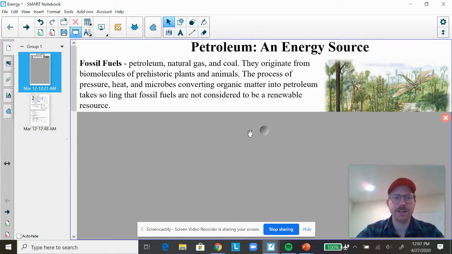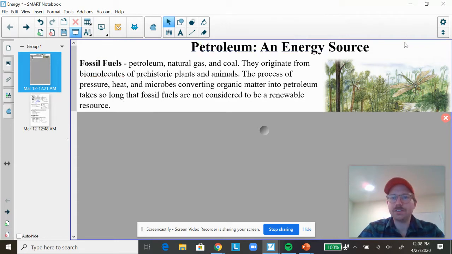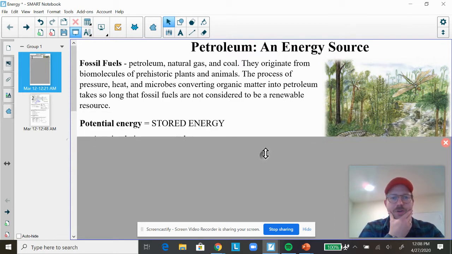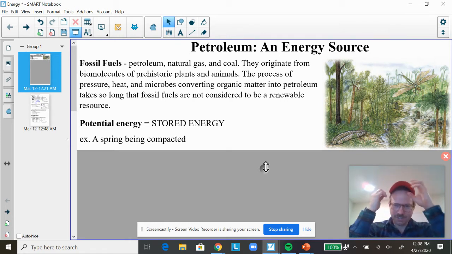So fossils. And through pressure and heat and microbes converting organic material into oil, it takes so long that the fossil fuels are not considered to be a renewable source. And I should put long, not link. So even though it's a process that constantly adds more and more, it's so long that we consider it non-renewable.